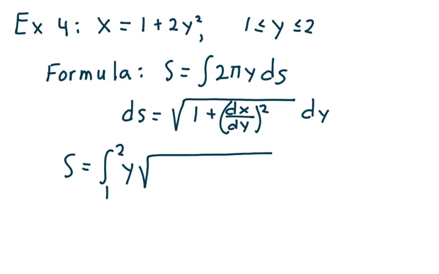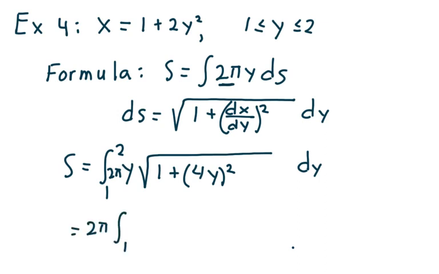And then I'm going to take y times the square root of 1 plus, now dx dy is 4y, so I'm going to take 4y to the second power dy. And remember, here, I need that 2 pi. So I'm going to put that here. So we'll pull the 2 pi out in front of the integral, and we're going to integrate from 1 to 2 of y times the square root of 1 plus 16y squared dy.